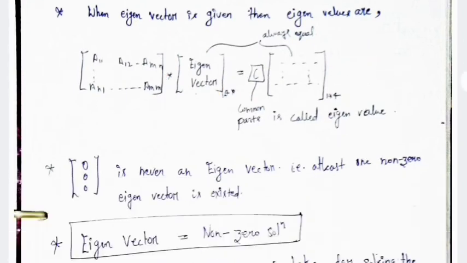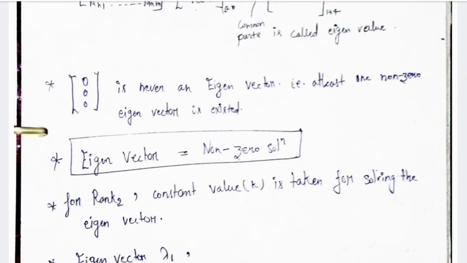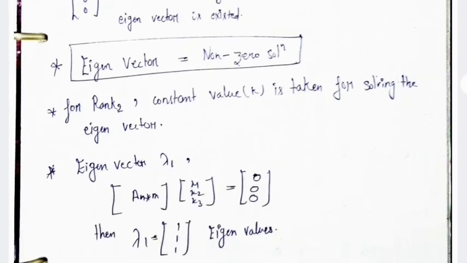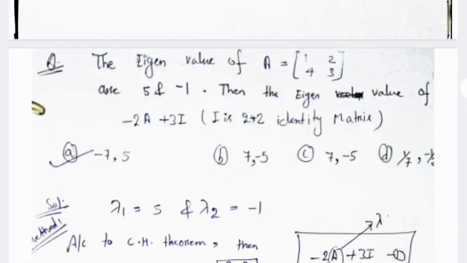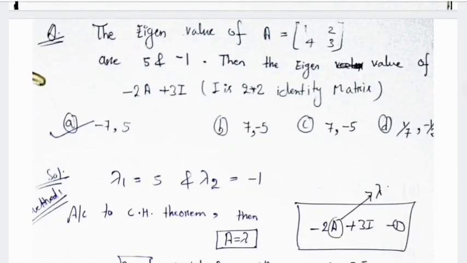Now come to the next. The zero vector, 0, 0, 0, can never be an eigenvector. Instead, at least one non-zero eigenvector exists. Eigenvector means a non-zero solution. For rank 2, the constant k value is taken from solving for the eigenvectors. Okay, now coming to the questions, that is, the most important questions.